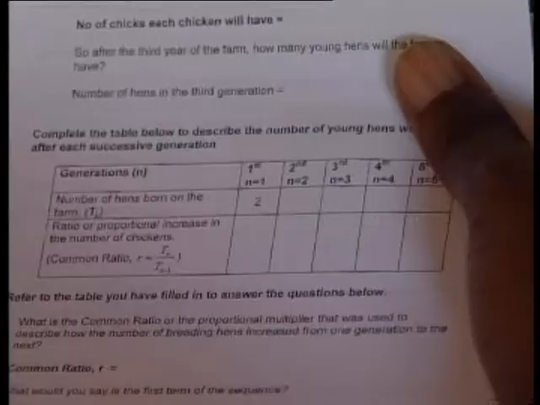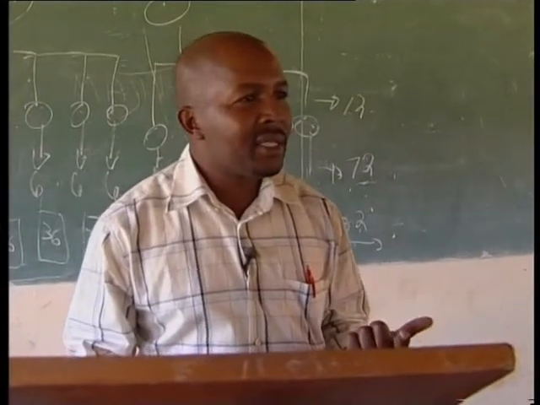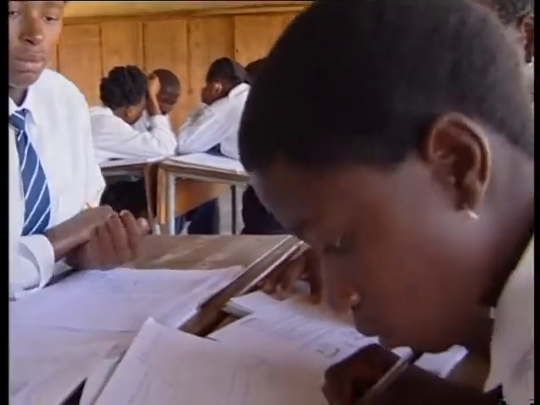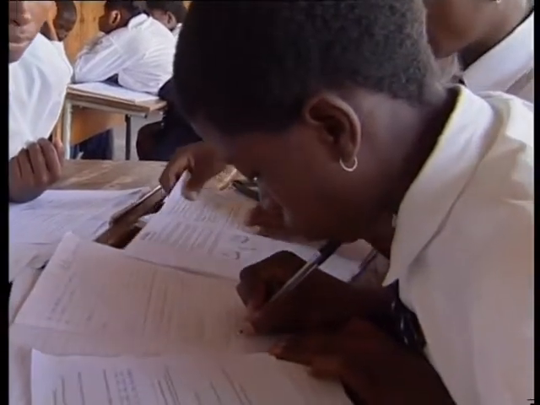Now, if you look at your table, you are expected to calculate the ratio or the proportional increase in the number of chicks moving from the first generation to the fifth generation. At first, learners do not use the formula but are aware of the proportional increase.